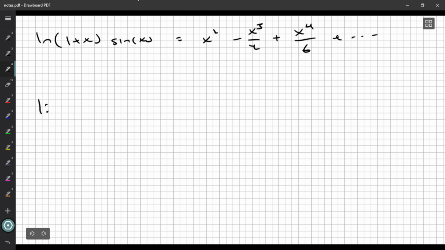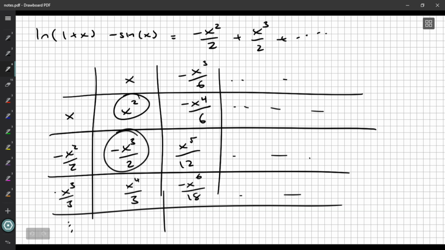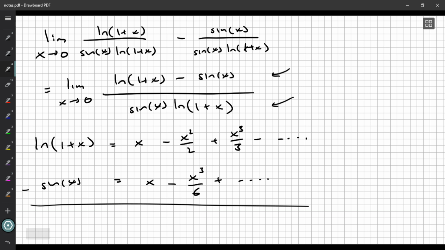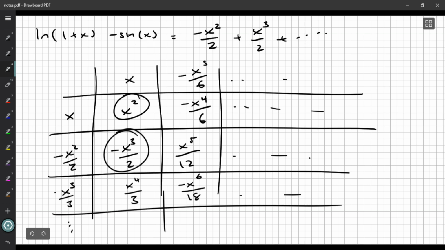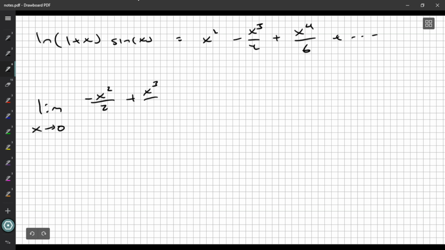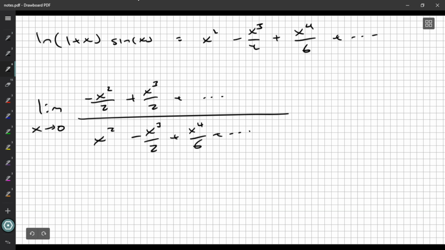Alright, having worked out our power series, now we bring them in in order to calculate our limit. So it's ln(1 plus x) minus sine x, which is plus x cubed over 2 plus some higher order stuff, all over the one we just worked out. And if we factor out x to the power of 2 on top and bottom, those x squareds will cancel out.